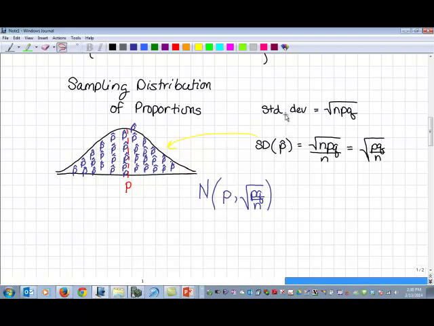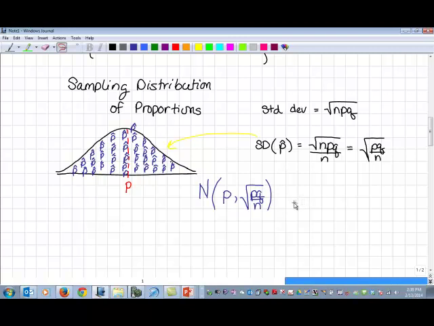So here, if I was to look at just a regular binomial distribution like we did in the last chapter, remember that our standard deviation was the square root of npq. Now when I'm looking at the standard deviation of my p hats, so of all my sample proportions, I'm going to divide by my sample size, and that gives us the square root of pq over n, which gives us this model here.